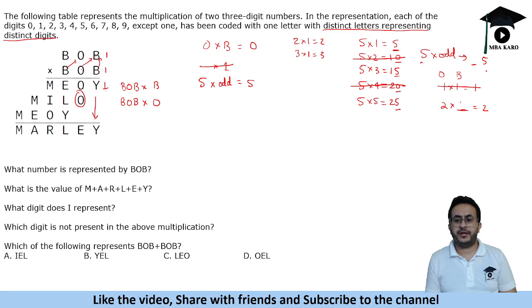So 2 into some digit ending in 2. You can say 2 into 1 is 2, but B is 1 is not possible. Then 2 into 6 is 12, isn't it? That ends in 2. So 6 is a possible number. Let us see with other digits. 3 into 6 is 18, so ends in 8. 4 into 6 is 24, so ends in 4. Then 5 into 6 ends in 0.